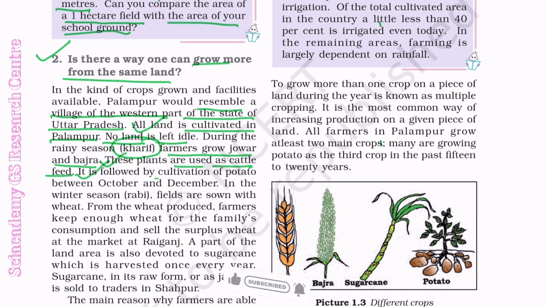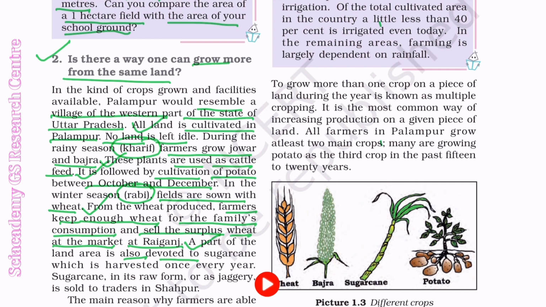It is followed by cultivation of potato between October and December. In the winter season, that is Rabi, fields are sown with wheat. From the wheat produced, farmers keep enough wheat for the family's consumption and sell the surplus wheat at the market at Raiganj. A part of the land area is also devoted to sugarcane, which is harvested once every year. Sugarcane, in its raw form or as jaggery, is sold to traders in Sahpur.